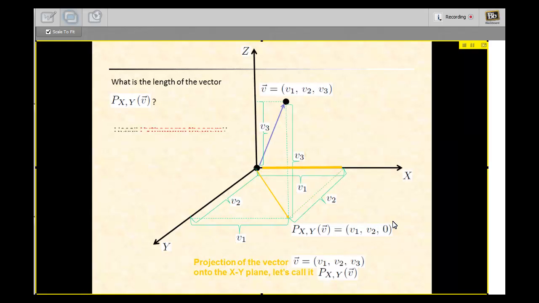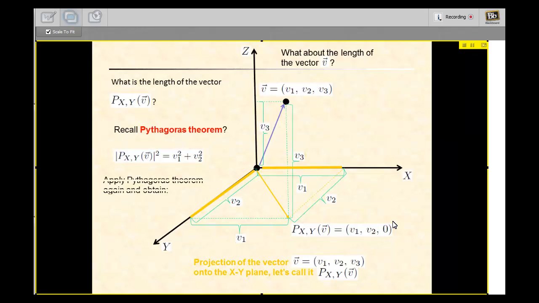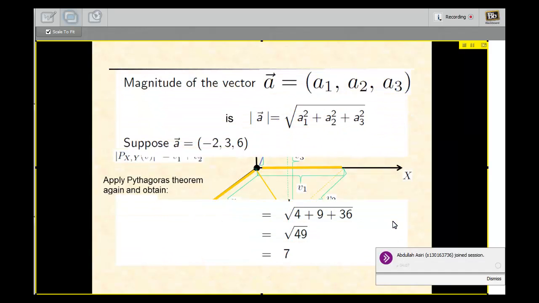So this is in 2 dimensions. How can we measure it? From the Pythagoras theorem, we can measure it: v1 squared plus v2 squared. Now the next is what about the length of the vector? Apply the Pythagoras theorem again. We obtain that v squared is equal to hypotenuse squared, which is equal to perpendicular squared plus base squared. From that we obtain v1 squared plus v2 squared plus v3 squared.